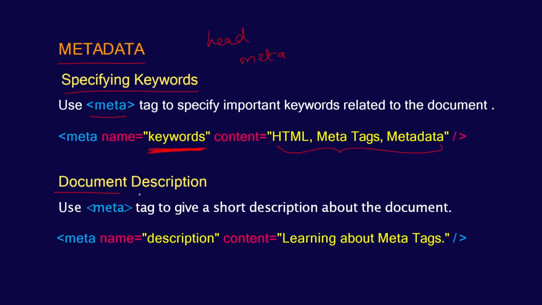Next is document description. Now you can also give certain description about your page so that when the people give the description, that particular HTML page pops up. Now you have your name, and for that you have description. Again, in the content attribute, you have the content or the description for that particular HTML document.